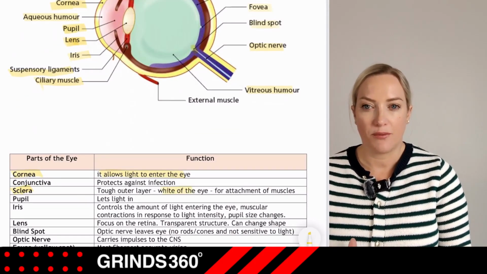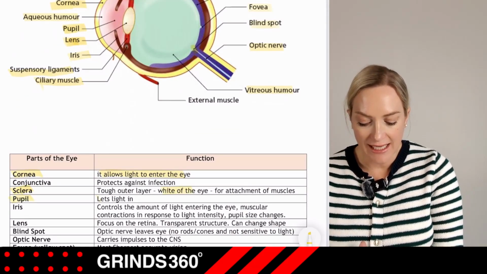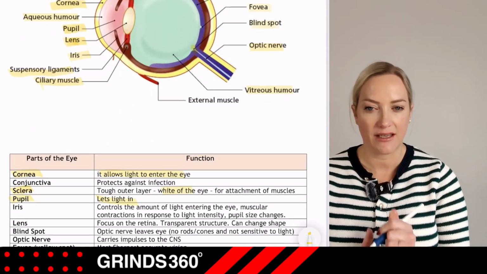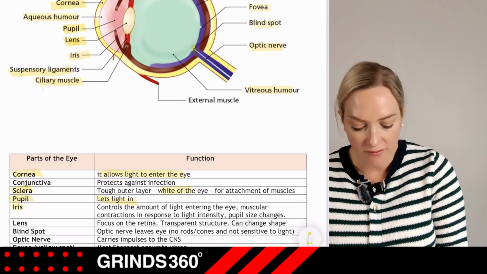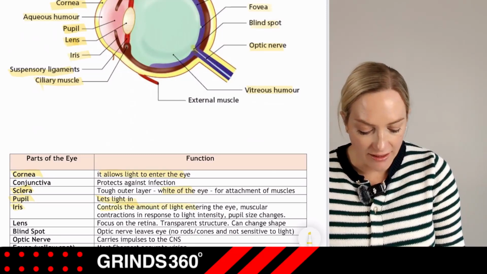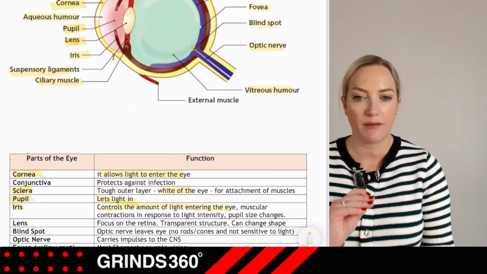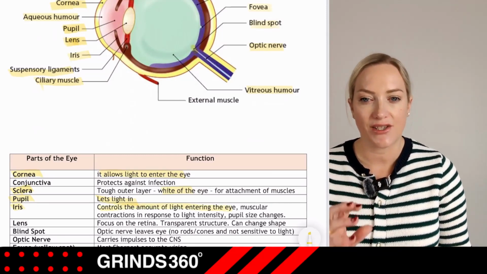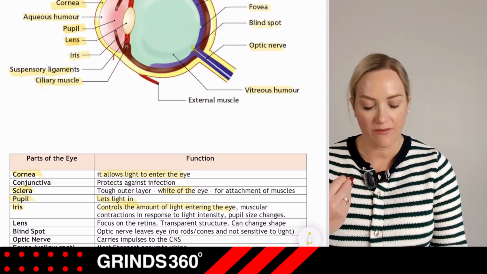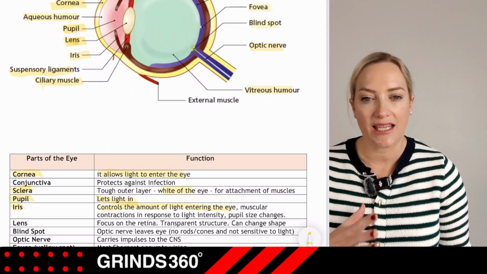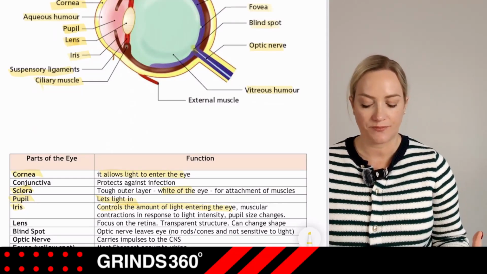Now your pupil, very important. Your pupil is going to let light in. Your iris is going to control the amount of light entering the eye. So that's the function. And then the response is muscular contractions to whatever that light intensity is. And then the size of the pupil may change.